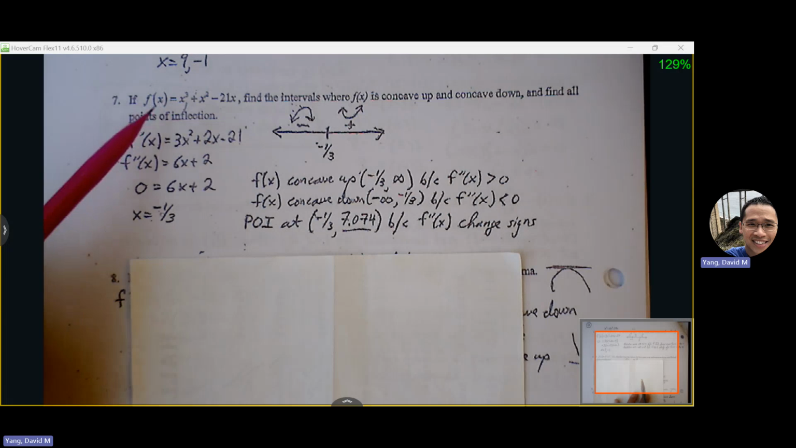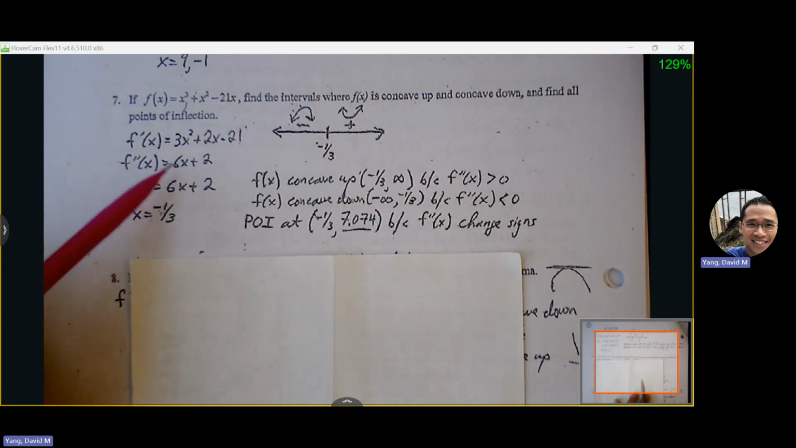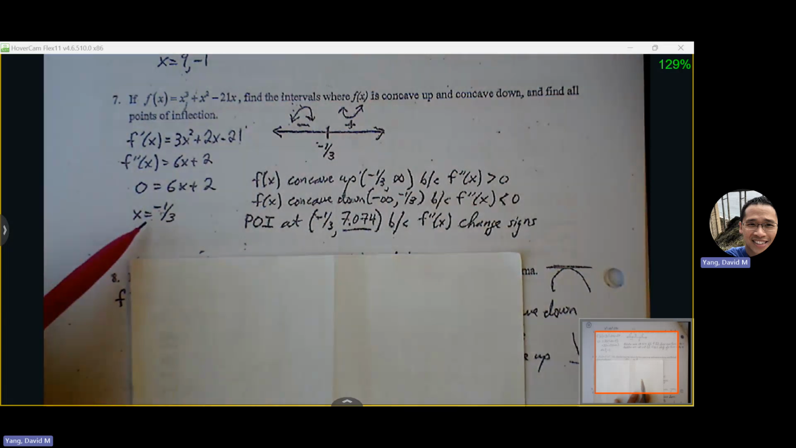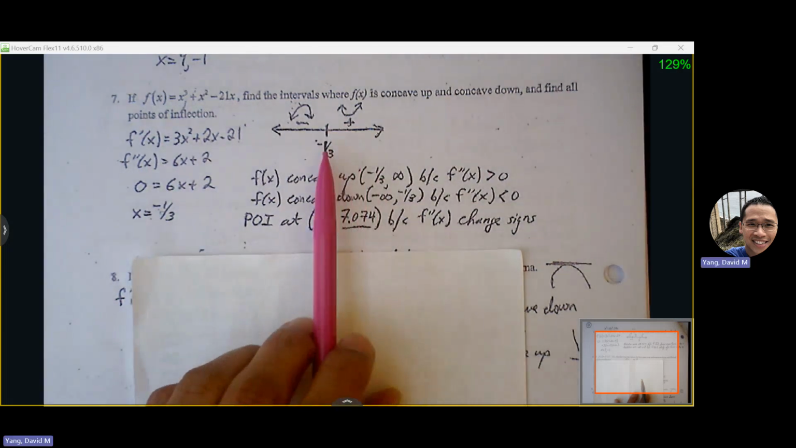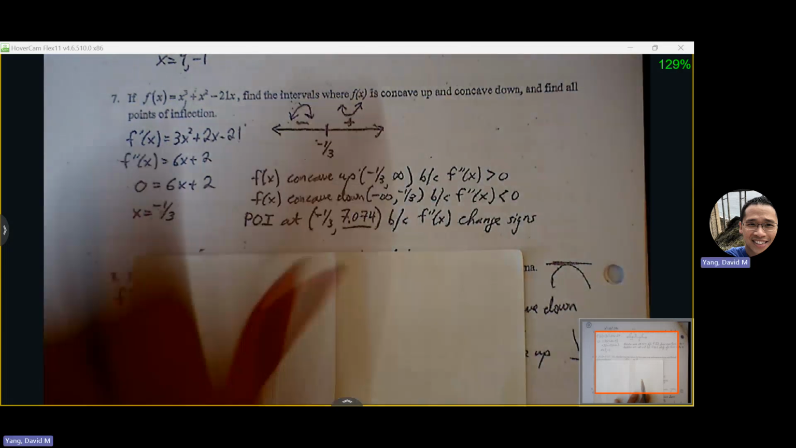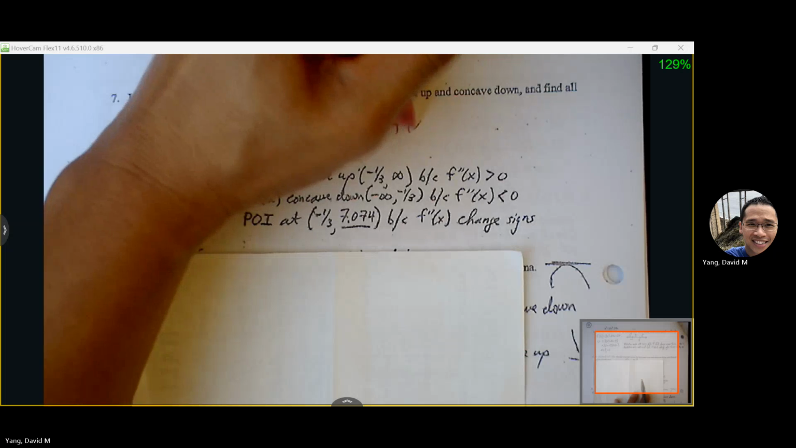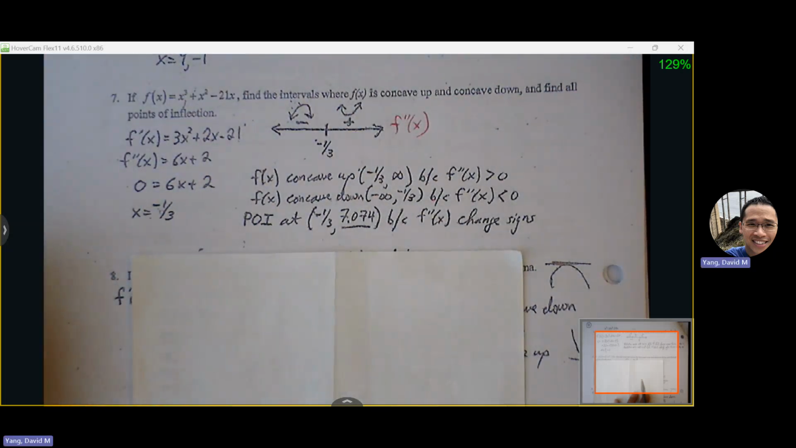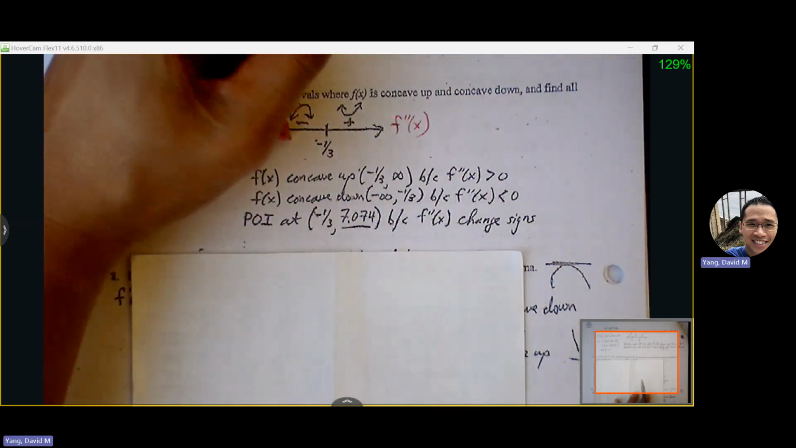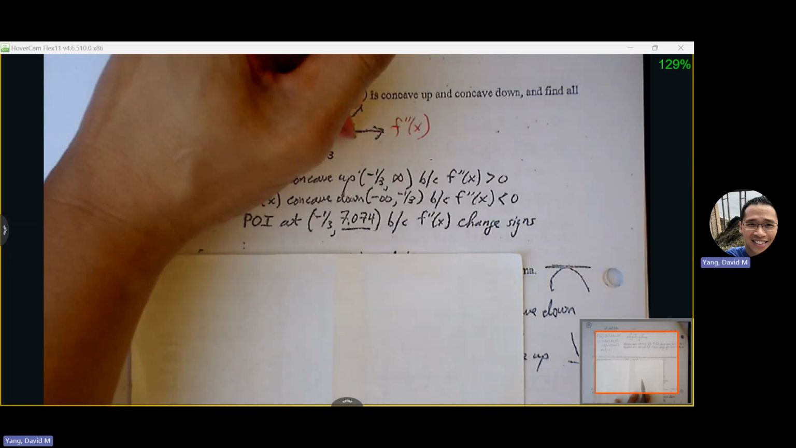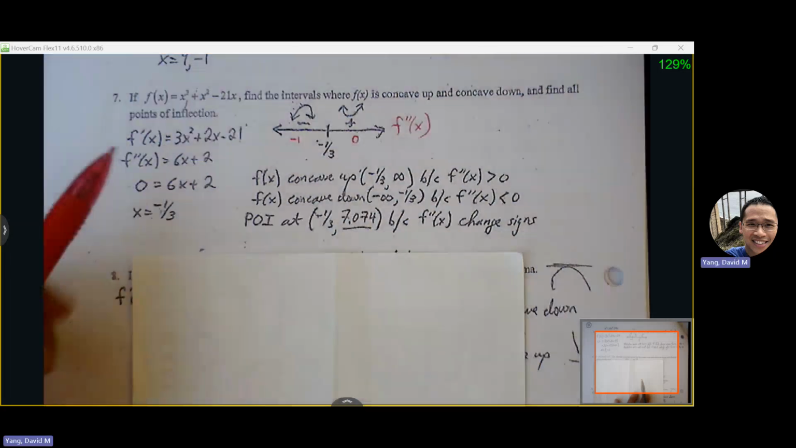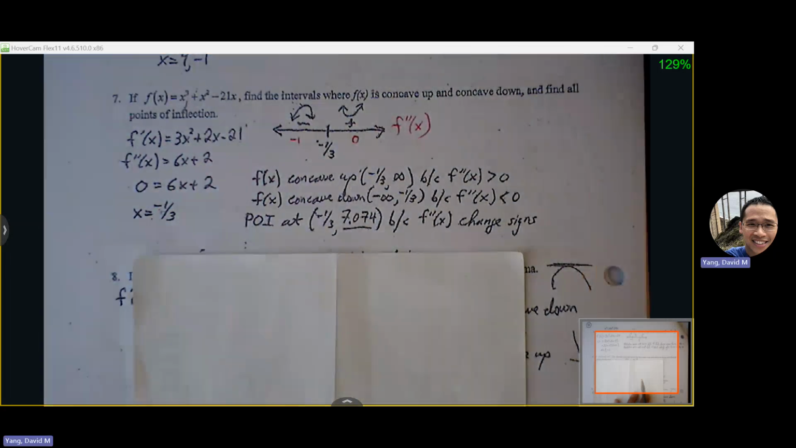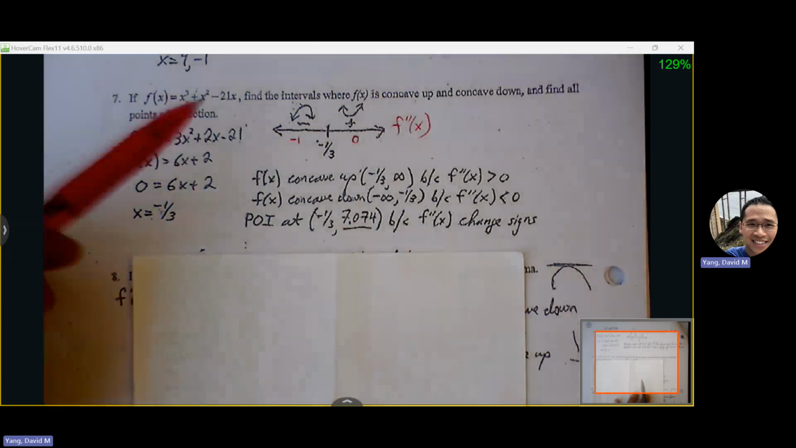Okay, so number 7, we have to make our way down to the second derivative level, set that equal to 0, solve for x, we get x equals negative 1/3. Negative 1/3 now gets placed onto our f double prime sign line. Then we want to pick values in each subinterval. Here I'll choose -1, here I'll choose 0. You can choose other numbers as well. I just am picking numbers that are closest to 0 if possible.